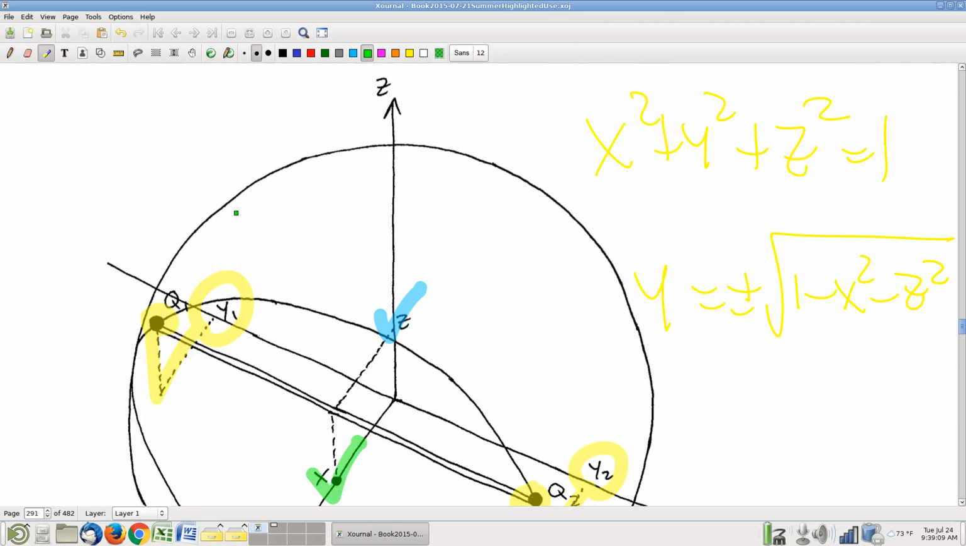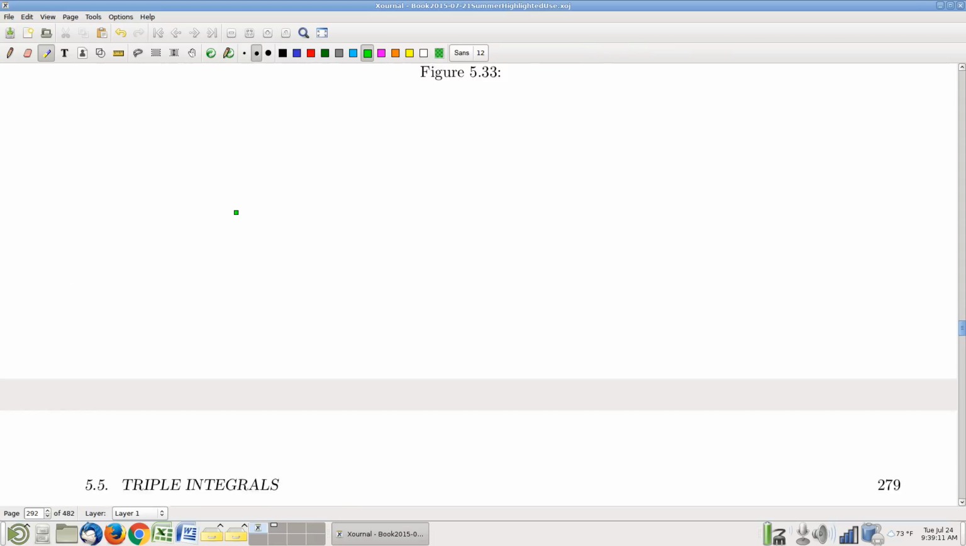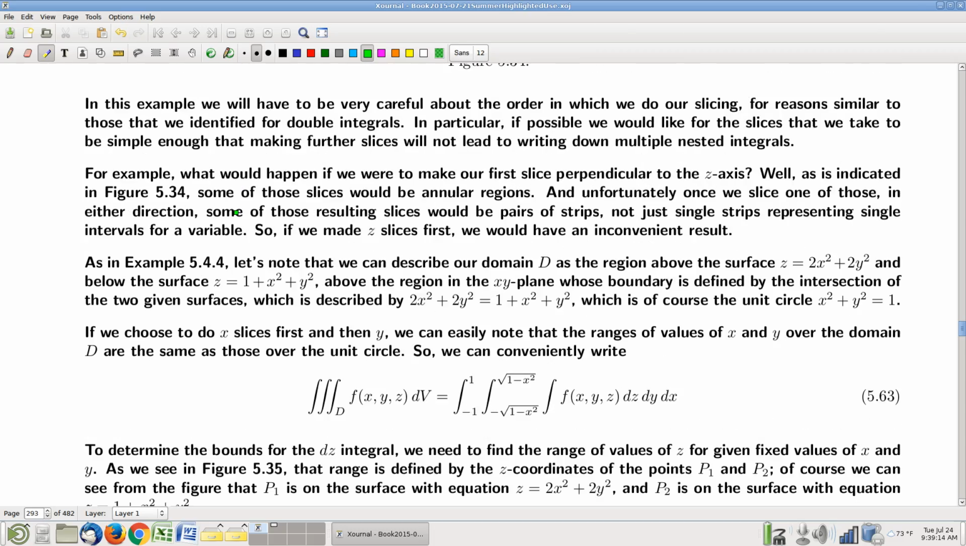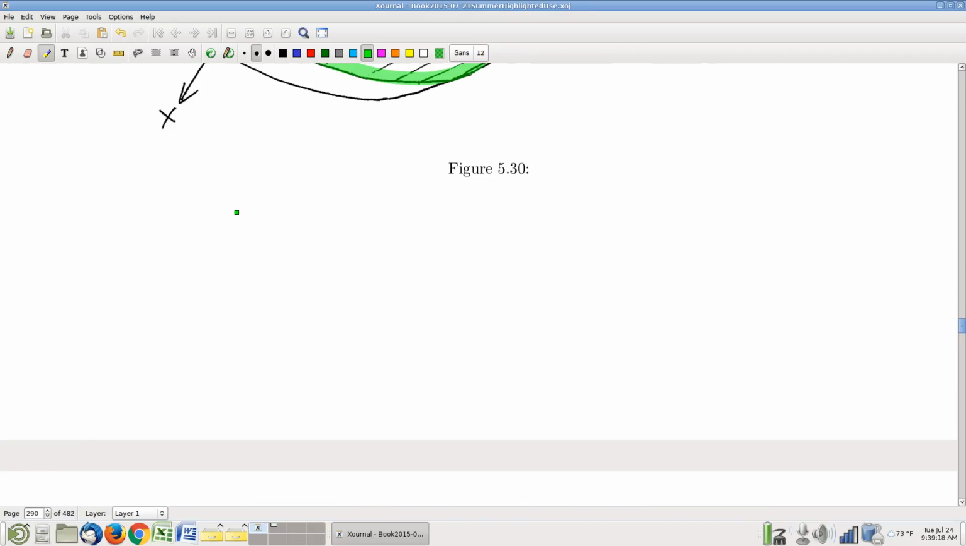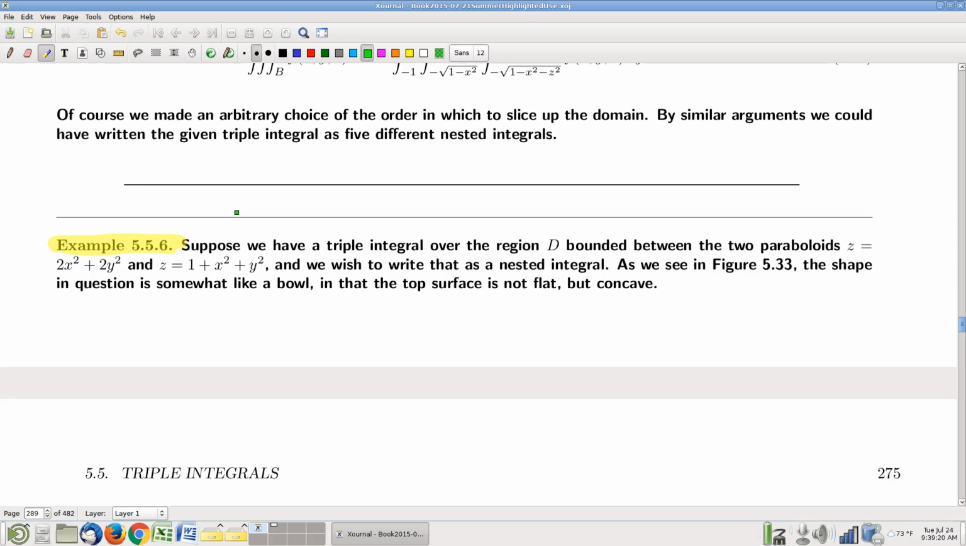Okay, so let's see here. Another example. Where did I start the text on this next example? Yeah, okay, here we go.